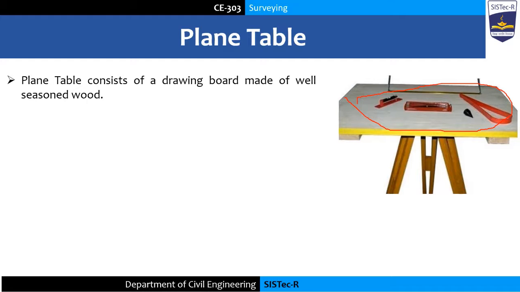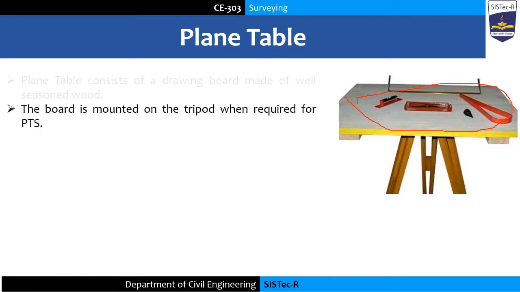So what is the meaning of well seasoned? Seasoning is the process of removal of moisture from the wood. So basically this table should be free from moisture. Next, the board is mounted on a tripod when required for plane table surveying. You can see here the tripod over which this table is mounted. This can be rotated on a vertical axis, and can be mounted by having some joint or other mechanism.